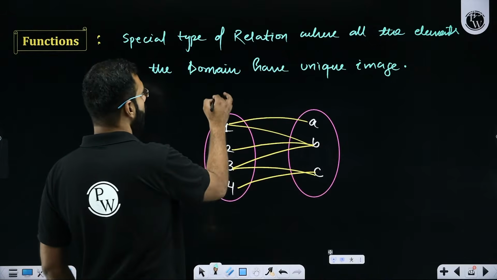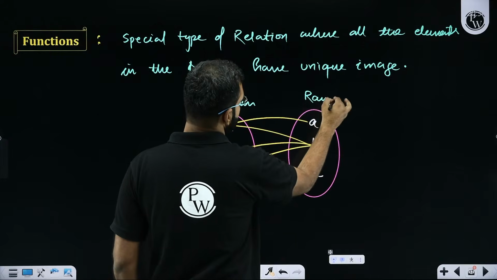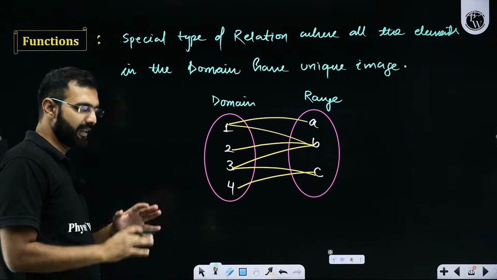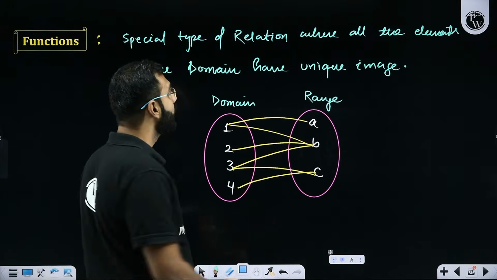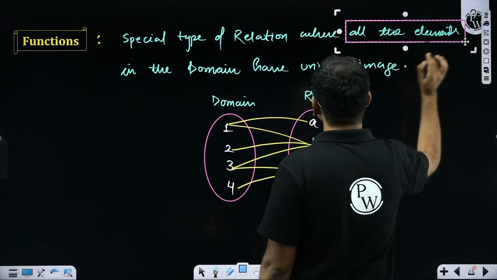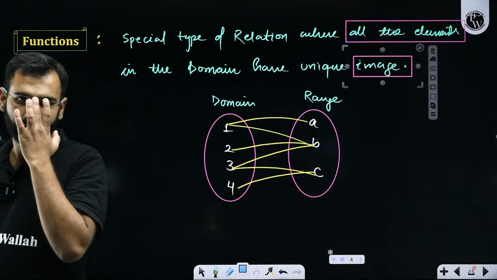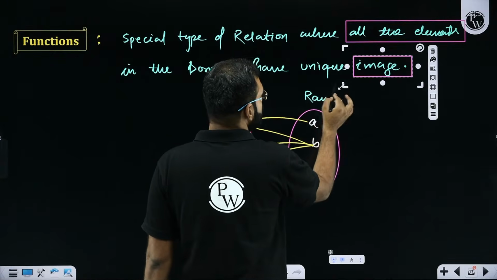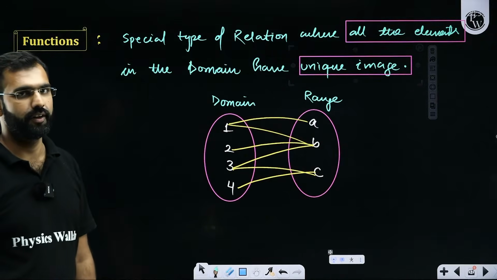Here, this set is called the domain again. This set here is called the codomain set, which right now let's call range for a while. What do you think in this case now? Is it a function here? Sir, you said all the elements should have image. No, you didn't hear me right. I said all the elements in the domain should have unique image. Must have a unique image.